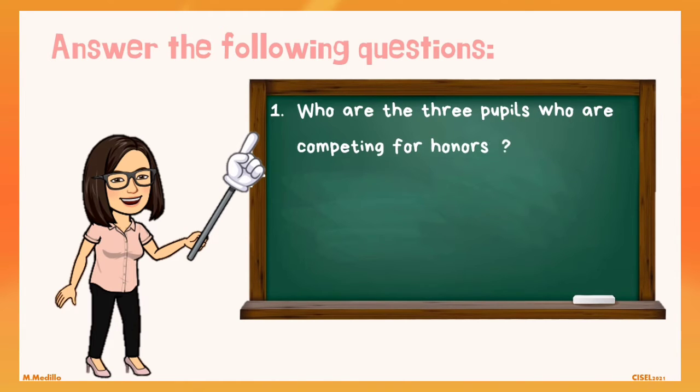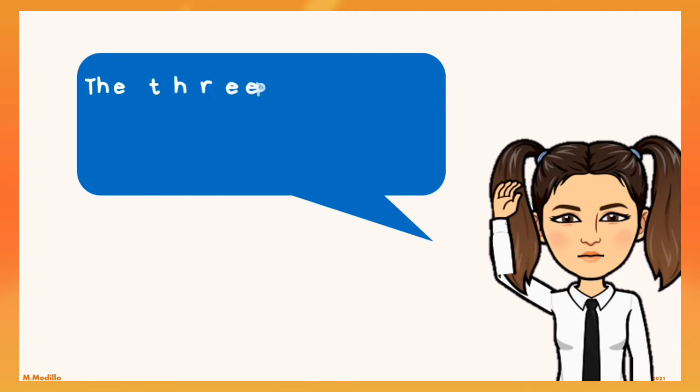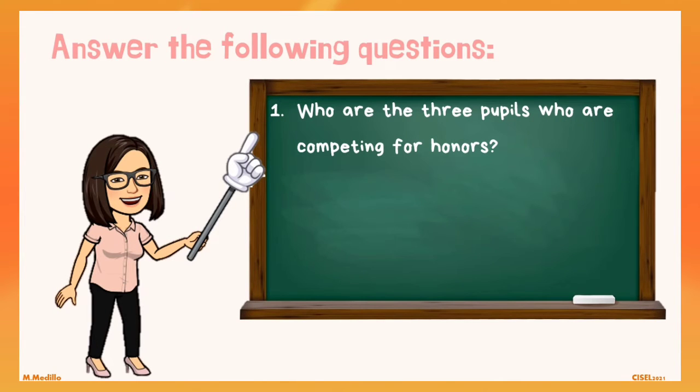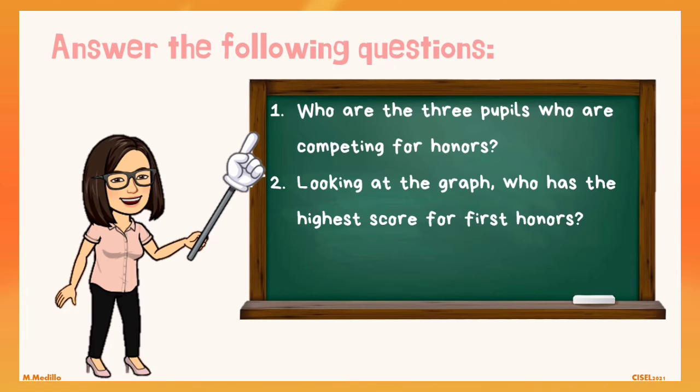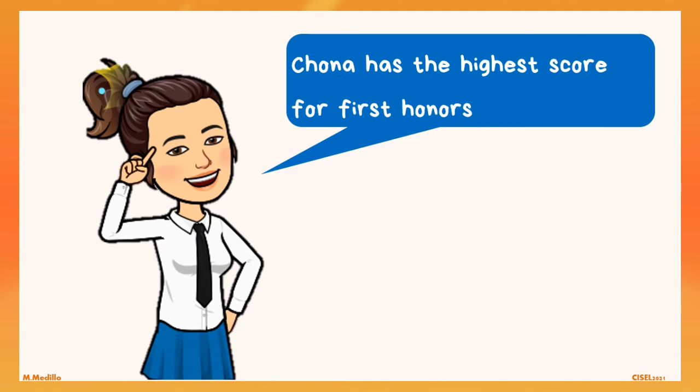Number 1. Who are the 3 pupils who are competing for honors? The 3 pupils who are competing for honors are Chona, Daryl, and Chris Kate. That's right! Now let us answer number 2. Looking at the graph, who has the highest score for first honors? Chona has the highest score for first honor.